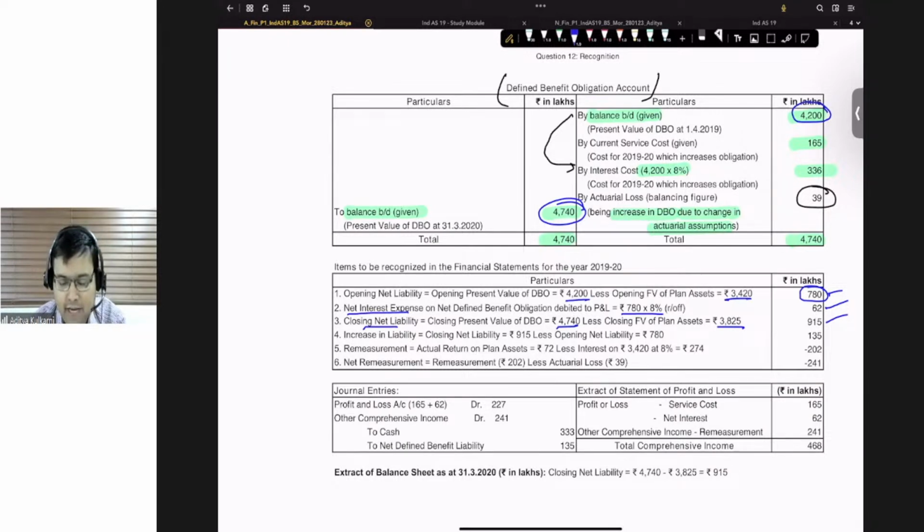Okay. Is it fine? So far, is it okay? Net increase in liability. Closing liability 915. Opening liability 780. So increase in liability is 135. Is it okay? Tell me, have you understood things so far? Okay, net interest you did not understand. Okay, I will come to that. Did you understand the remaining things?